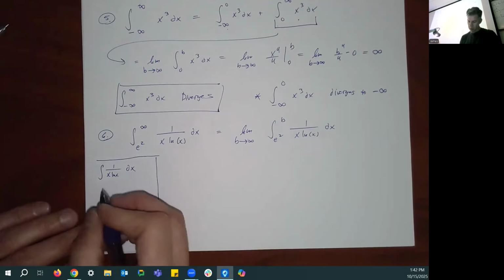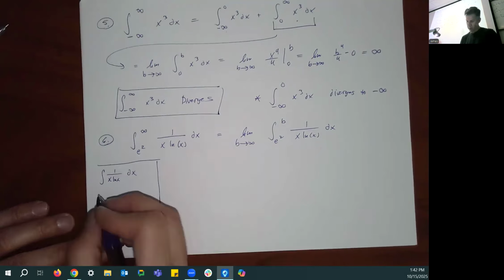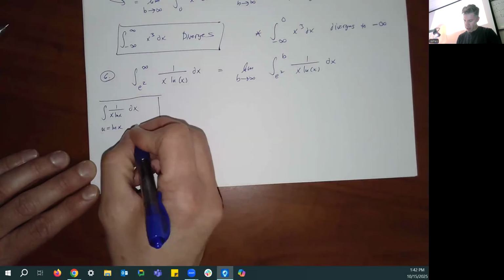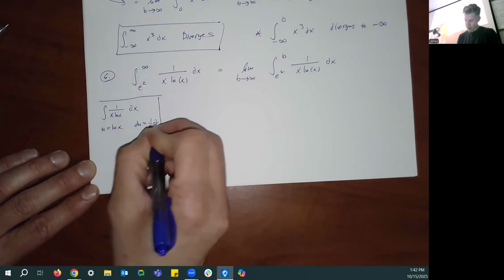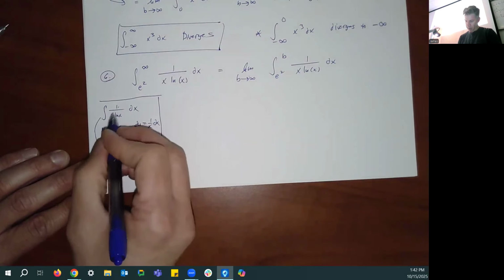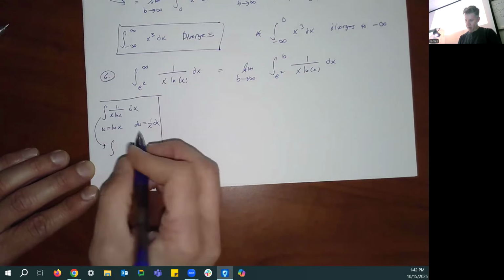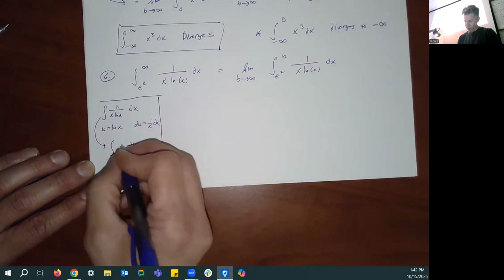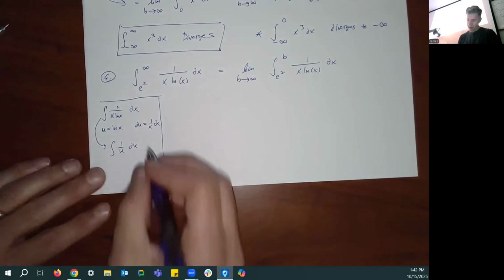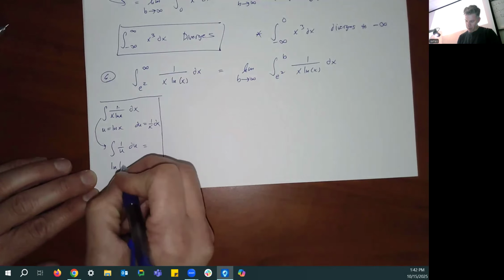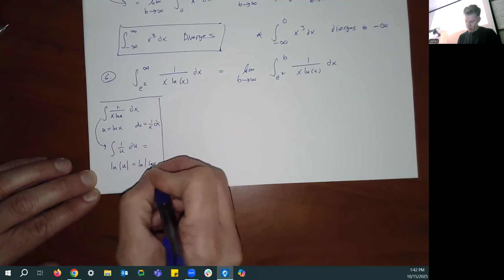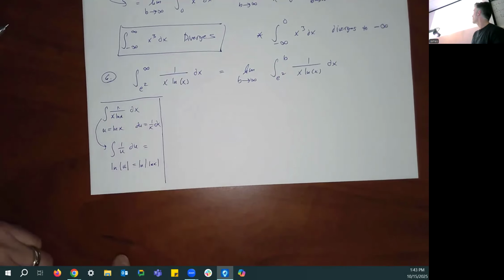And do my usual u sub, which is going to be u equal to the natural log of x. And my du is going to be 1 over x dx. So this is going to end up equaling the integral of, let's see, my 1 over x dx becomes my du. And then I'm left with a 1 over natural log of x, which is a 1 over u. And then we integrate. We get the natural log of the absolute value of u, which then is the natural log of the absolute value of the natural log of x. Cool.